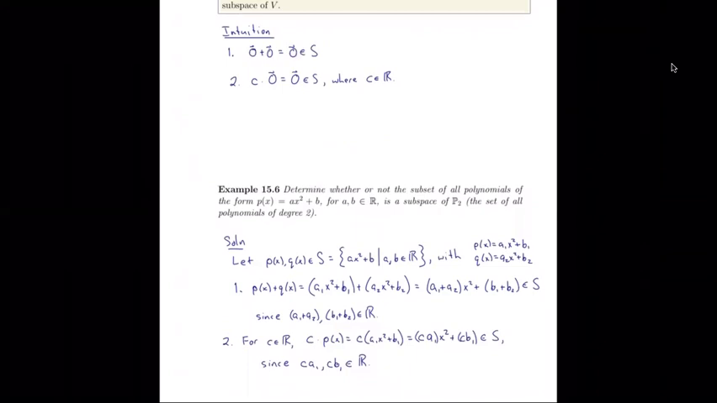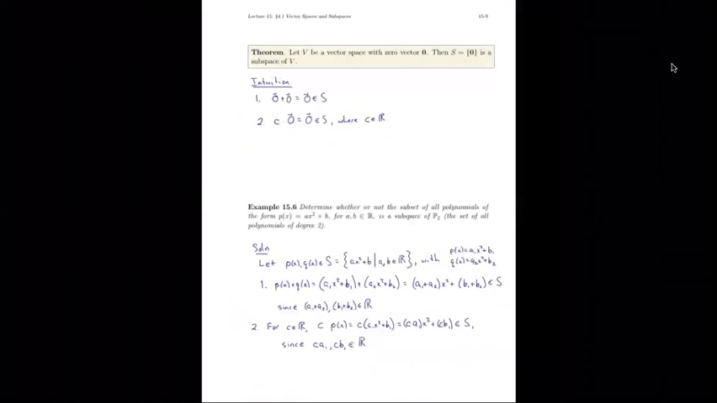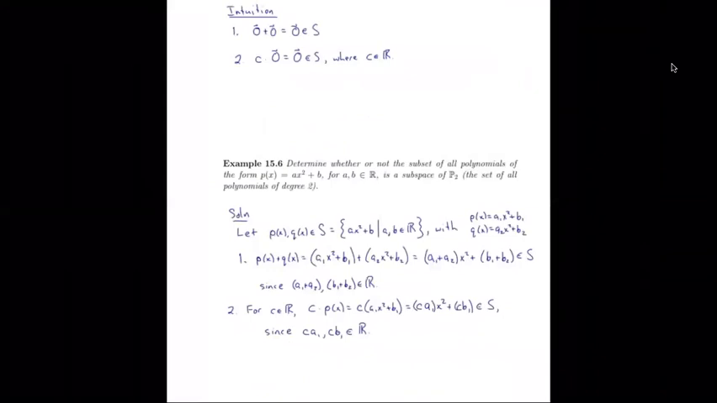So determine whether or not the set of all polynomials of the form p(x) equals ax squared plus b, for real numbers a and b, is a subspace of P2, the set of all polynomials of degree 2 or less, right?